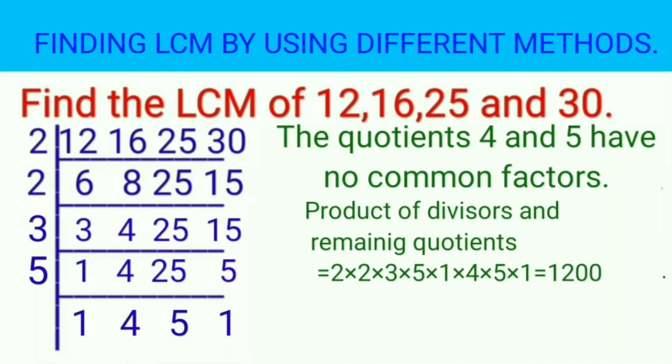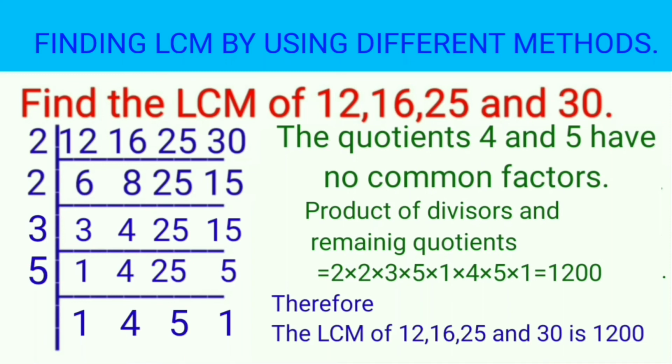Product of divisors and remaining quotients is equal to 2 into 2 into 3 into 5 into 1 into 4 into 5 into 1. Product is equal to 1200. Therefore, the LCM of 12, 16, 25 and 30 is 1200.